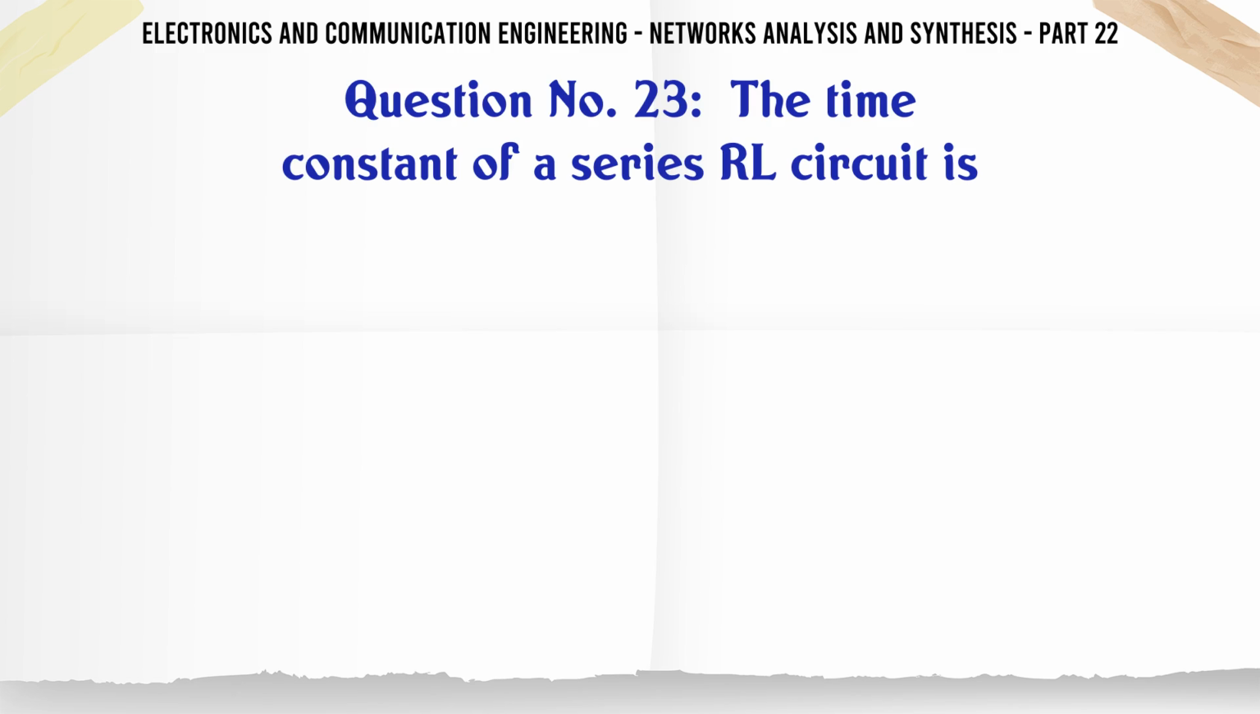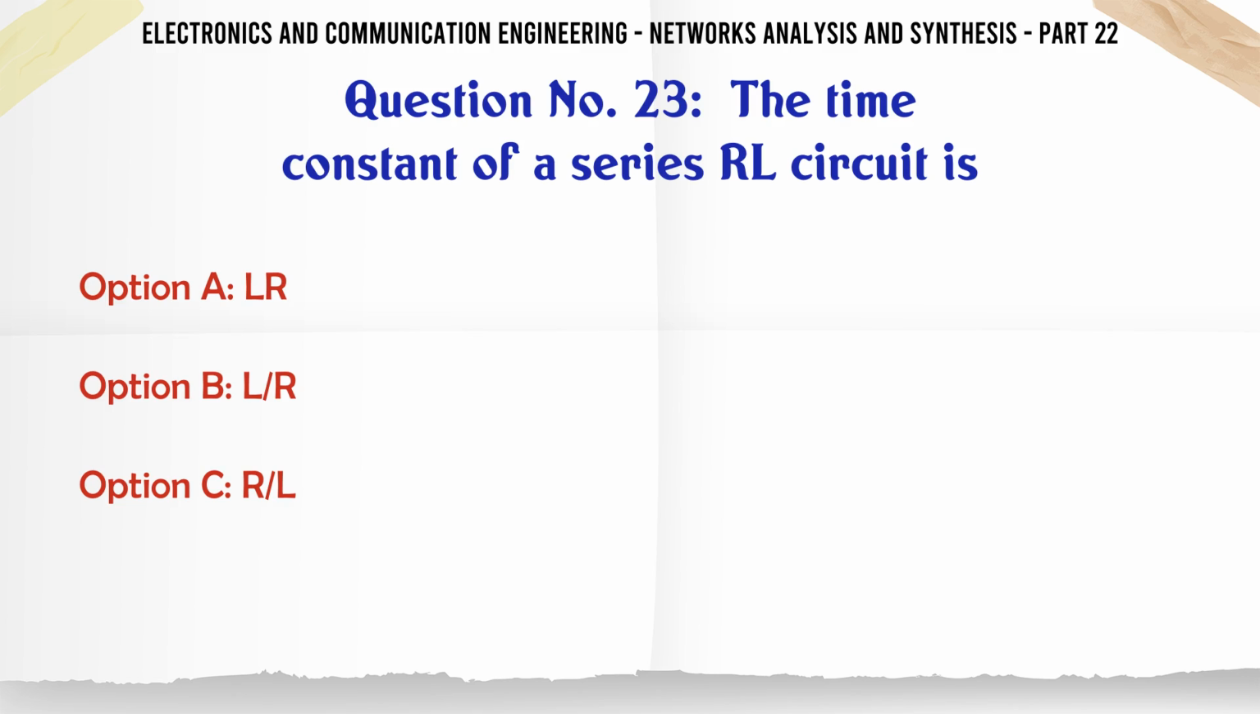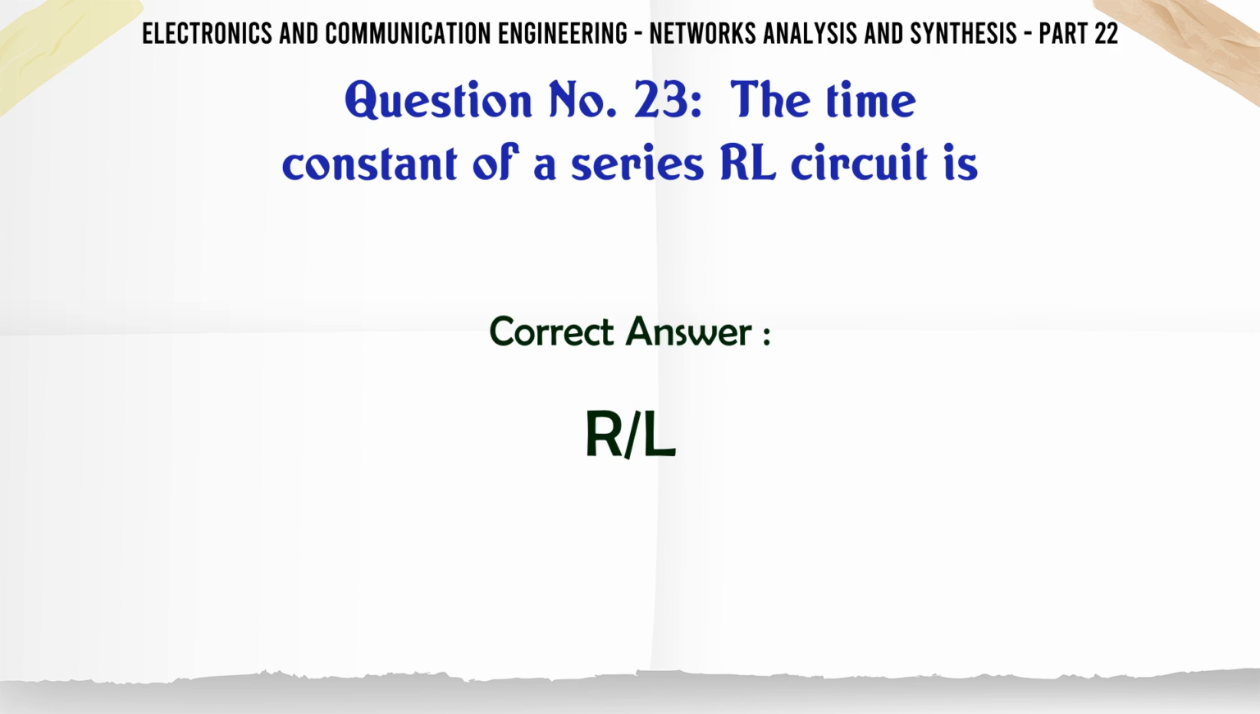The time constant of a series RL circuit is: A. L/R, B. LR, C. R/L, D. E/RL. The correct answer is R/L.